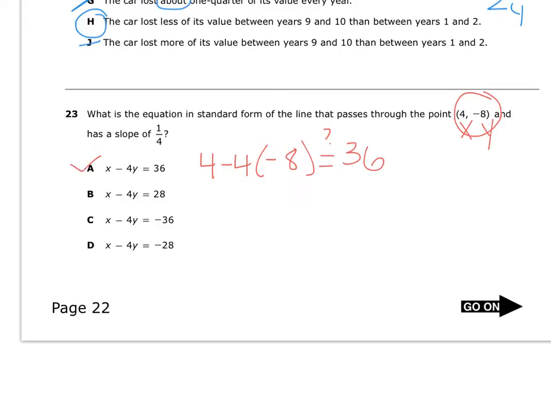Now if you want to just verify it, we would do the same thing for B. We would have 4 minus 4 times -8, and it says equals 28. So here's the thing. If you notice, all of these are the exact same. So no matter what I do, I'm going to be plugging the same numbers in. When I plug them in, I got 36. That means A has to be our correct answer.